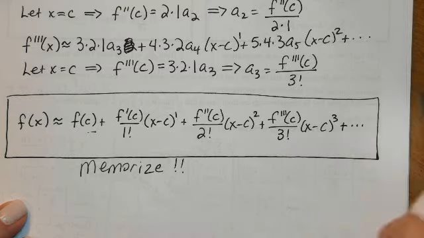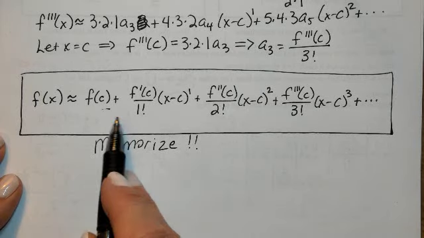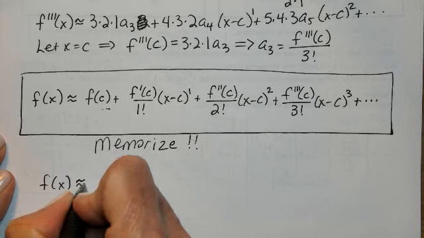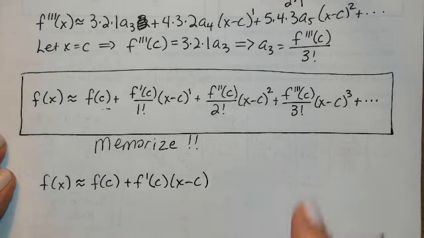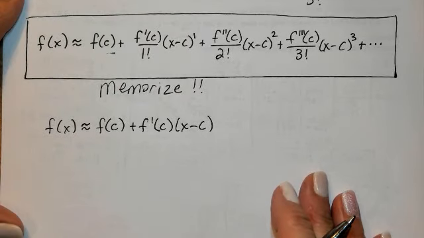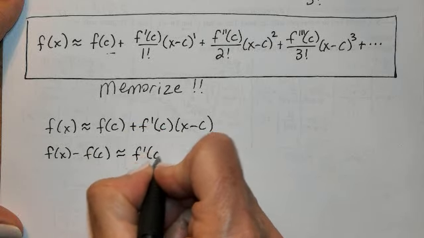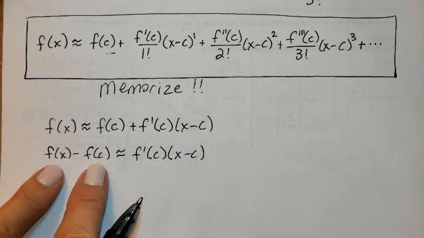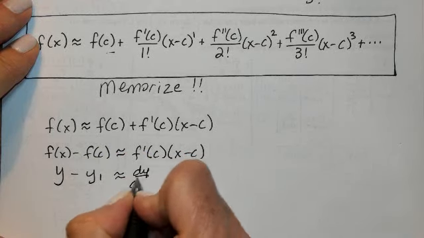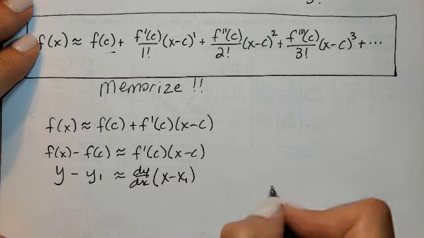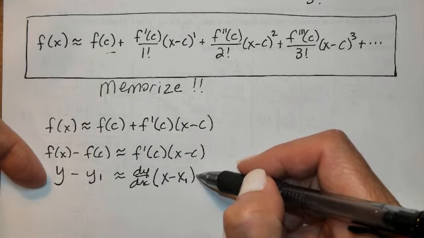I actually want you to notice something about this. Let's say that we ignore all but the first two terms of this, and I'm just going to leave off the 1 factorial for right now. Does this look familiar to you? What if I moved over the f? These are just y values, aren't they? What if I called that y minus y sub 1 is equal to the slope times x minus x sub 1? All this is, if we're only using the first two terms, is exactly the tangent line approximation. Exactly.